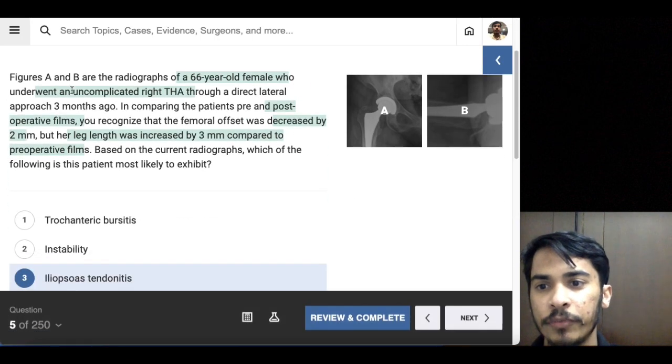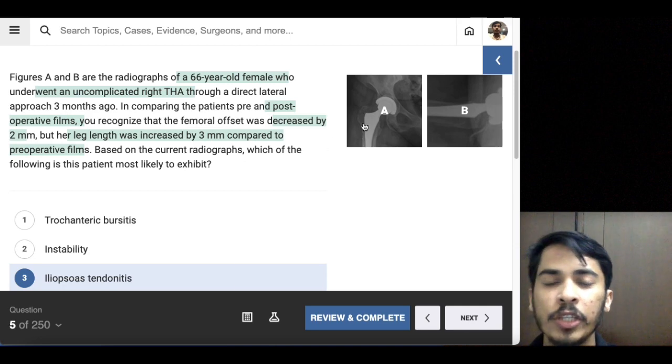Next question is: figure A and B are the radiograph of a 66 years old female who underwent an uncomplicated right THR through a direct lateral approach 3 months ago. Comparing the patient's pre- and post-operative film, you recognize that femoral offset was decreased by 2 mm, but her leg length was increased by 3 mm compared to the pre-operative films. Based on the current radiographs, which of the following is this patient most likely to exhibit?